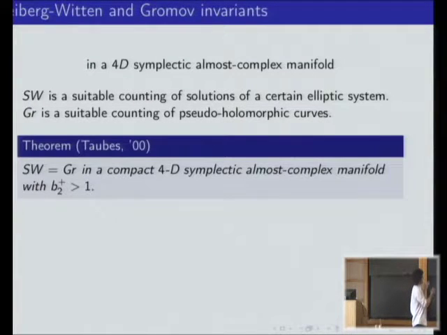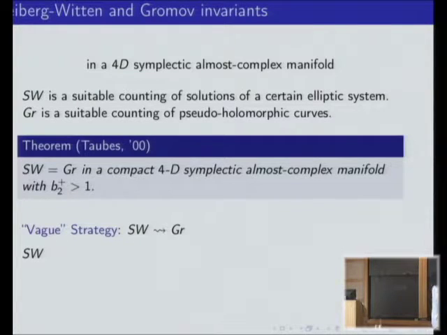So these two invariants, if you just look at the formal definitions, they seem to share nothing at all. And it was very striking that Taubes was able to prove that in dimension 4, with an assumption on the Betti number of the manifold, these two invariants actually characterize the same thing. So they are the same invariant. The proof is really long and quite technical. I'm just going to focus on one specific point that is connected to the discussion I want to deal with. And it's the following. Somehow you want to start from Seiberg-Witten, so you want to start from some solutions to this elliptic system and connect these to pseudo-holomorphic curves.